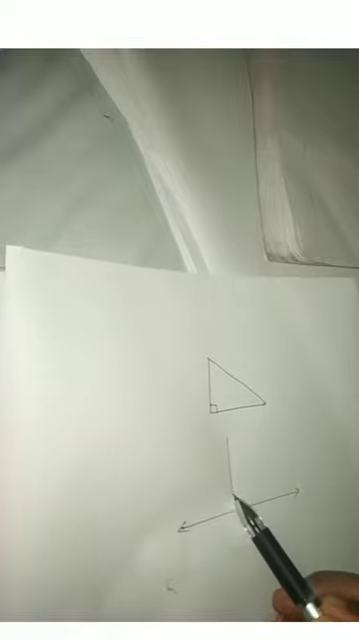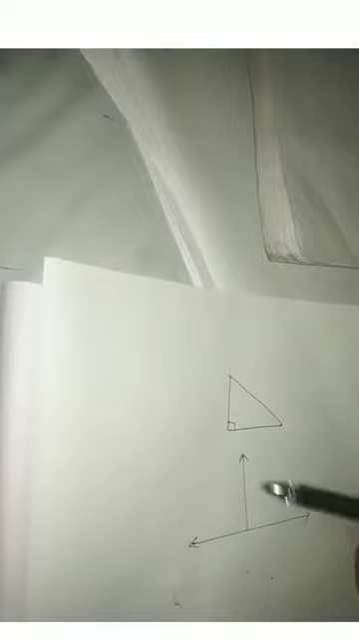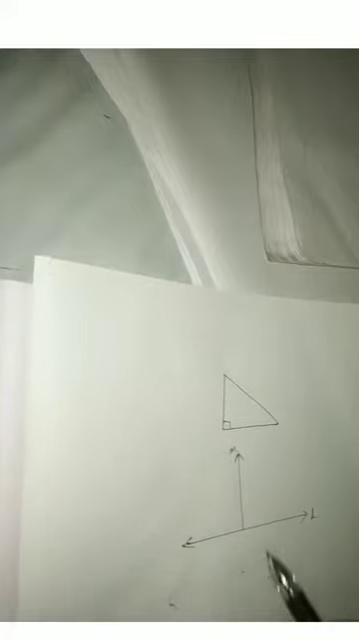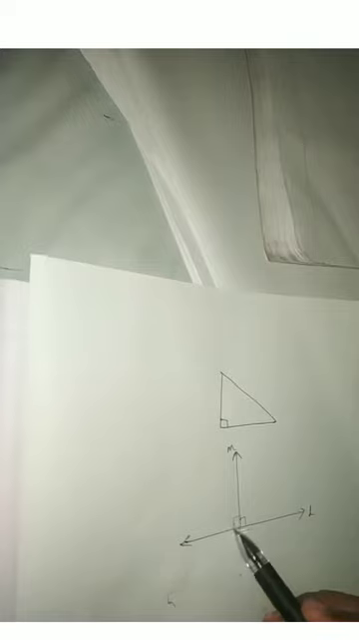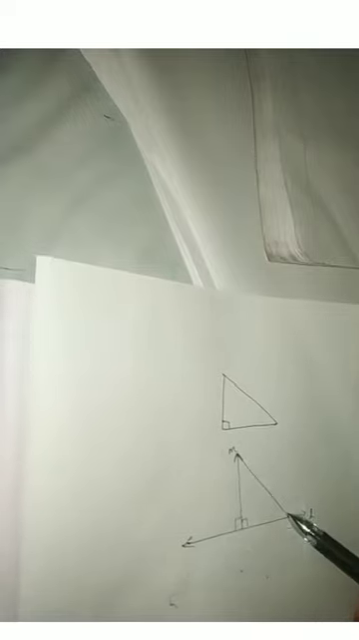we can draw a perpendicular to this first line. Okay, now we drew a ray perpendicular to the first line L. This we can name as M. Now this is 90 degrees. Now if we join these lines, we can say this is a right-angled triangle.